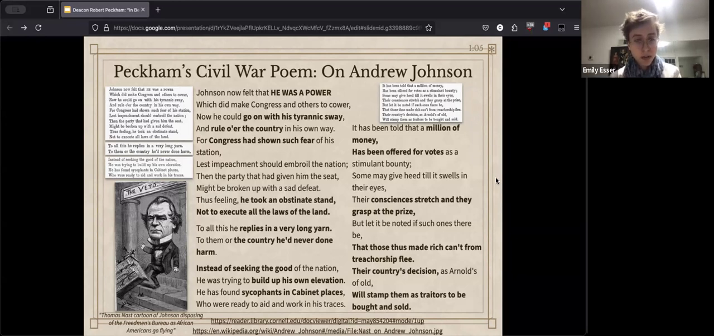He was trying to build up his own elevation. He has found sycophants in cabinet places who are ready to aid and work in his traces. So Peckham felt it was not all solved by the Civil War. These problems were still ongoing.